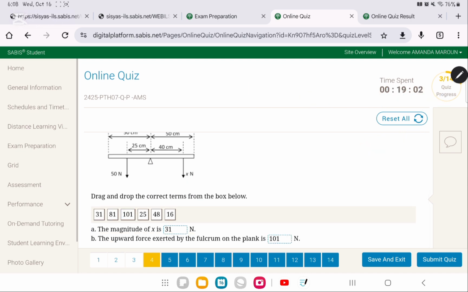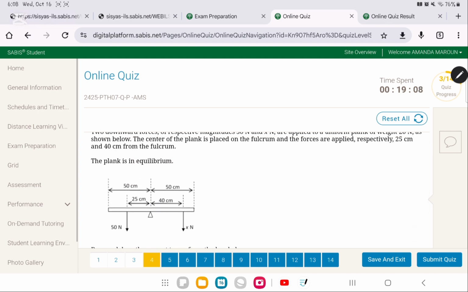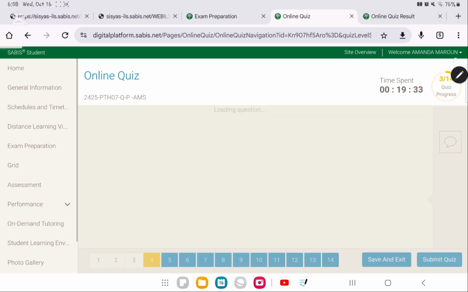So the upward force exerted by the fulcrum keeps it what? It keeps it in equilibrium. Alright? The fulcrum, of course, is exerting an upward force to keep it balanced. This upward force to keep the plank balanced has to be equal to all the downward forces. They didn't put the weight for us, but they said in the question that we had a weight of 20 newtons. So 50 newtons plus 20 newtons plus 31 newtons, we got 101 newtons.